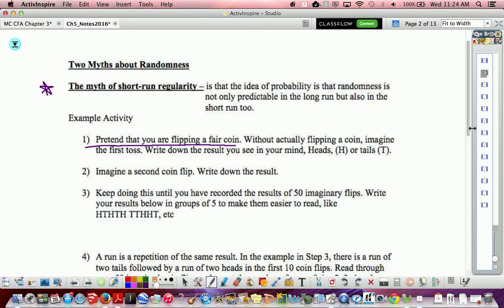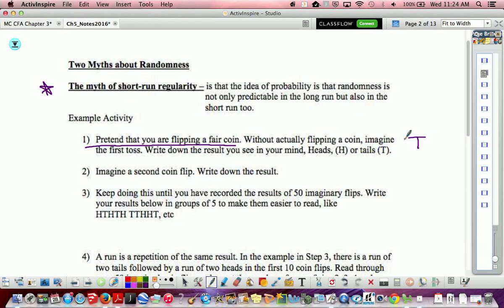Okay? What do you see? Write down what you see. Did you see a heads or a tails? Use the letter H for heads. Use the letter T for tails. I want you to actually imagine flipping it, boom, catching it, looking at it. What do you see? That's what I saw.